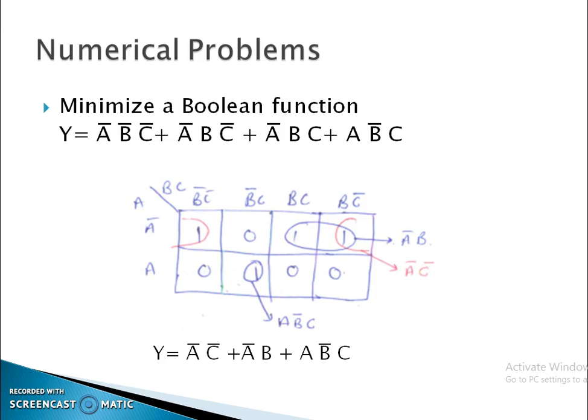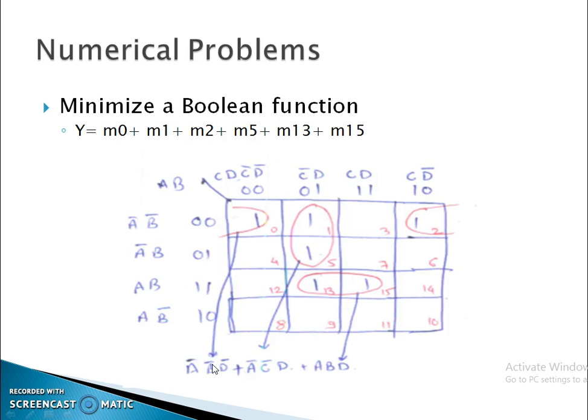Here is a numerical example. If this is the Boolean function, we will make the entry like this. We can make a group, a pair of these two ones, and a pair of this one and this one. And this one cannot be paired with anyone because there is no adjacent 1 to it. So this will be a group of a single one. The related min term for this one will be AB complement C. For this red colored pair, the minimized expression will be A complement C. For this blue colored pair, the minimized expression will be A complement B. So the minimized Boolean expression will be like this.